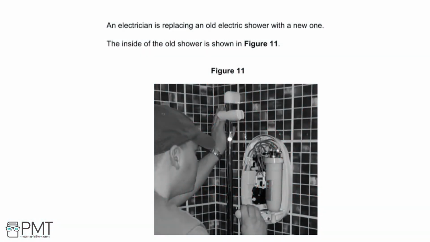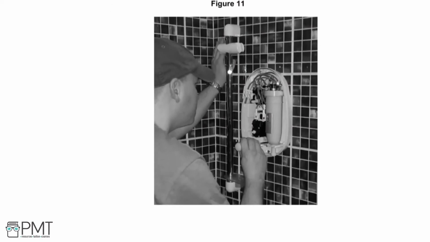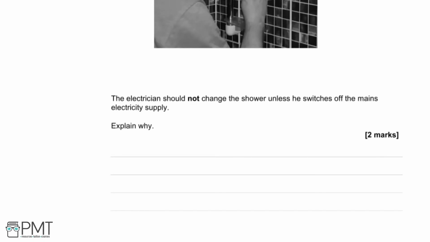An electrician is replacing an old electric shower with a new one. The inside of the old shower is shown in Figure 11. The electrician should not change the shower unless he switches off the mains electricity supply. Explain why. To fix the shower, the electrician will have to touch wires with his hands. Maybe he'll be switching the wires about. You know that you should not touch things with electricity going through them because there's a risk of being electrocuted.